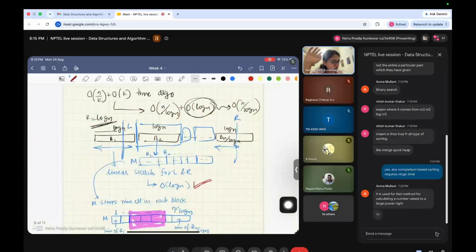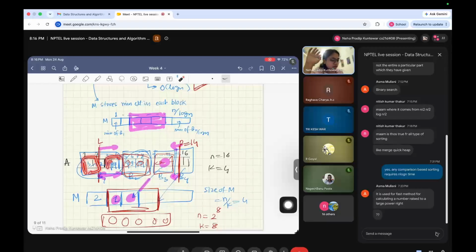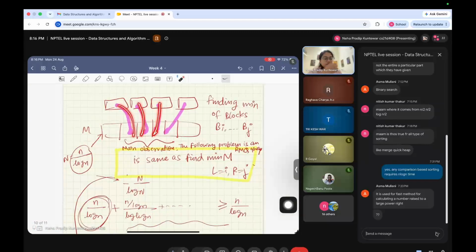Just to summarize what we did, we divided this into blocks of size k. Your L is here, R is here. Treat the first and the last block separately. Just look at the middle blocks. We want to find the minimum of all these blocks. We say that this is the same as finding a minimum in this subarray, which stores the minimum here. So this is just going to give a mapping from blocks to their minimum. Now we want to find a minimum here.